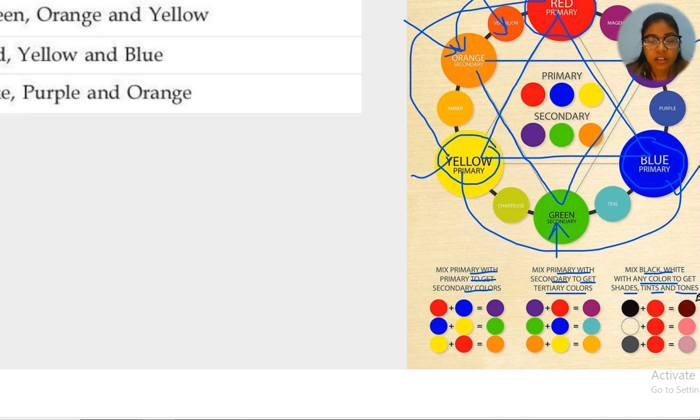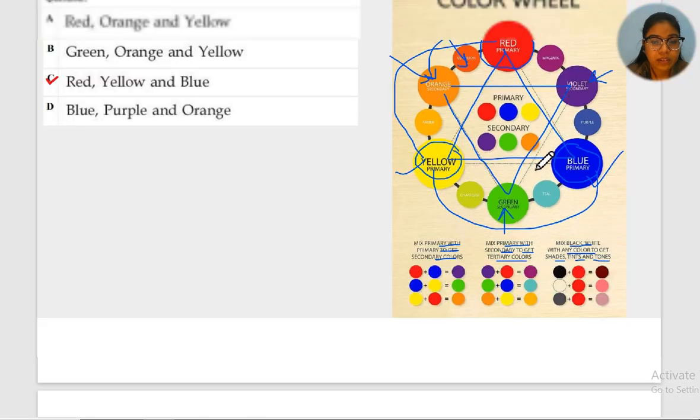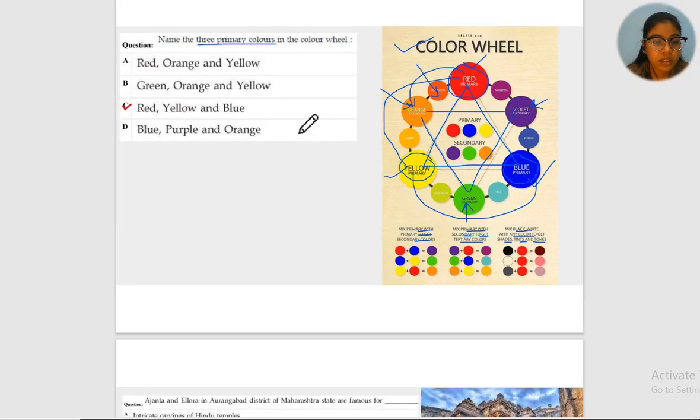If we talk about shade, in any color, if you add black to it, you will get the shade of that color. And if you add white to any color, you will get the tint of that color. So the correct answer is red, yellow, and blue, which is option C.